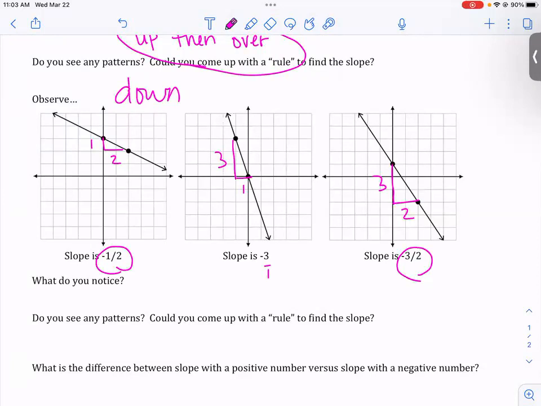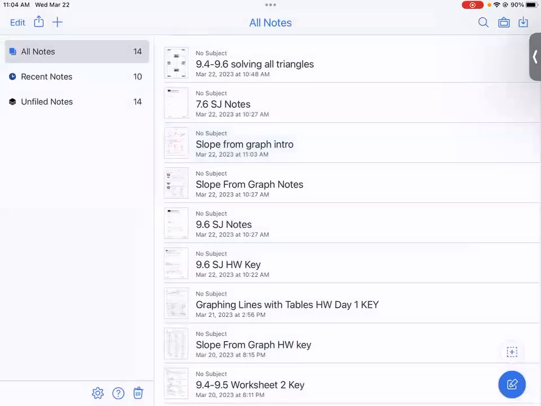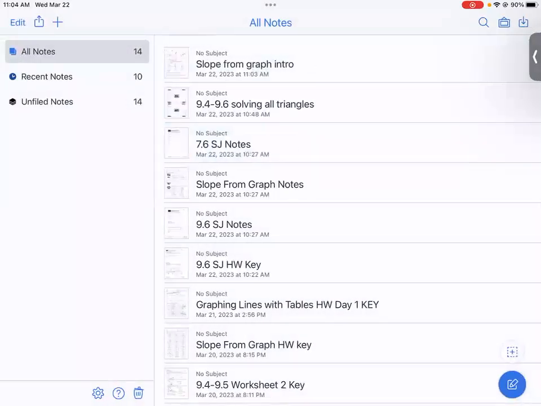Interesting. But do you notice how every time we look at the slope, we go up or down first, and then we go over? Okay. So what I'd like you to do is open to page 5. You should already be there. You can erase and put those back in the middle. That would be excellent.